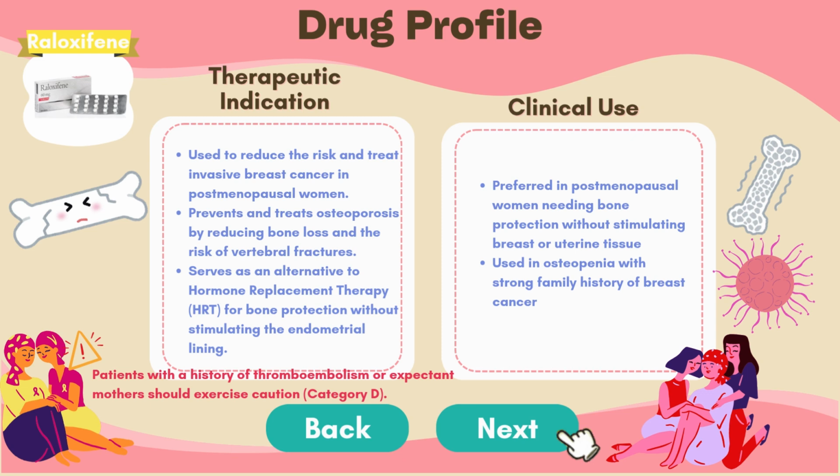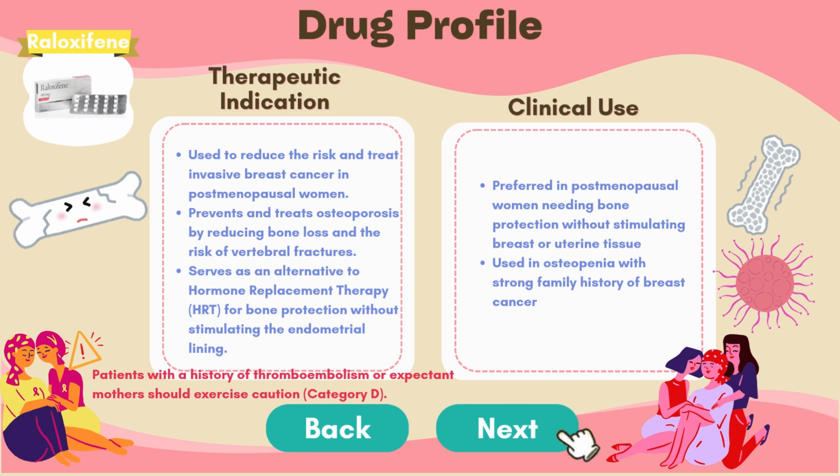Now that we have looked at how the drugs work at the substance level, we will look at when and why the drug is used. For RALOXIFENE, the therapeutic indications include: it is used to reduce risk and treat invasive breast cancer in postmenopausal women. It prevents and treats osteoporosis by reducing bone loss and the risk of vertebral fractures. It serves as an alternative to hormone replacement therapy (HRT) for bone protection without stimulating the endometrial lining.